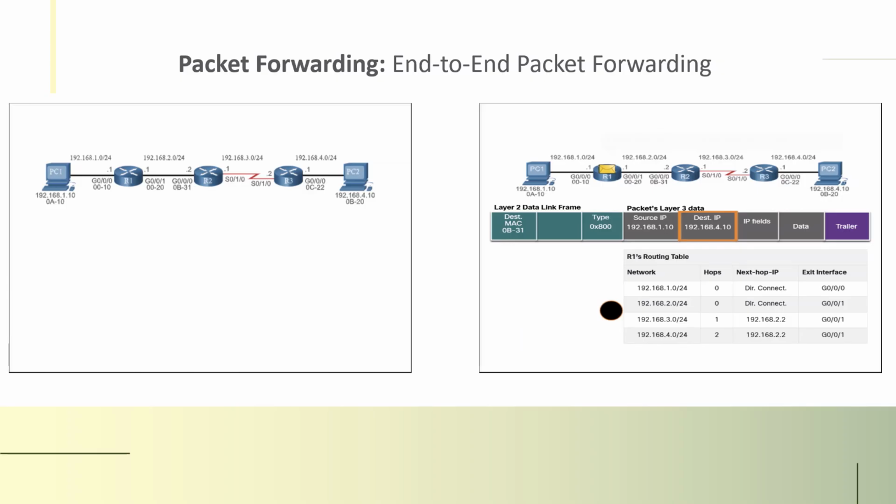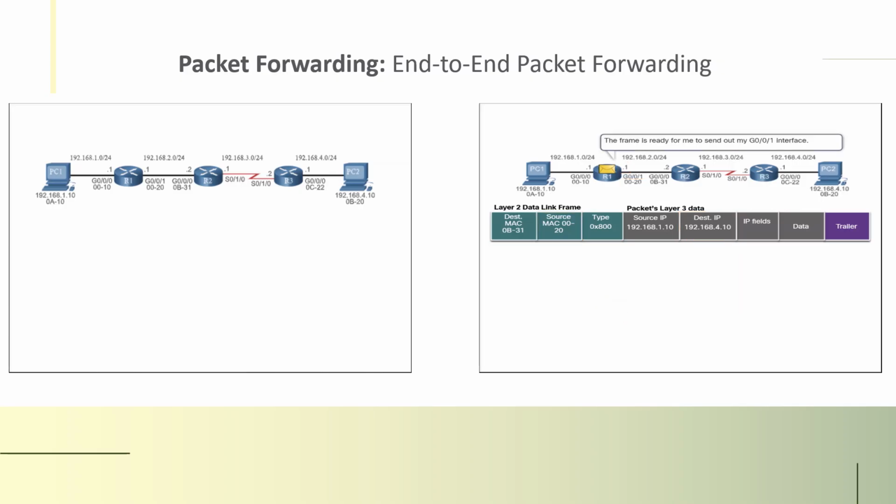And as you can see, every time the packets travel, the destination IP address and the source IP address do not change. The only thing that changes is the data link layer frame, so the MAC addresses.